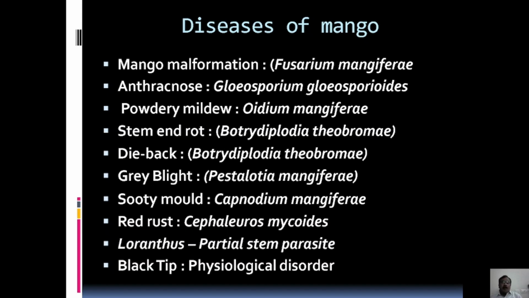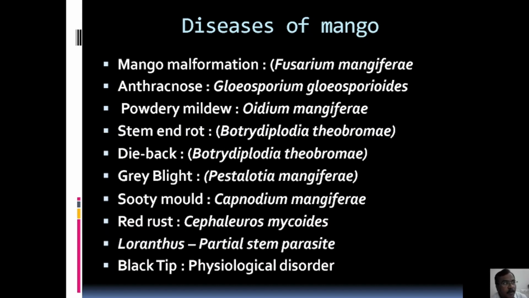trees, caused by Oidium mangiferae, the stem end rot, as well as the dieback diseases caused by Botryodiplodia theobromae, and grey blight caused by Pestalotia mangiferae, sooty mold caused by Capnodium mangiferae, and the algal disease, that is red rust, caused by Cephaleuros mycoides, and all are important.